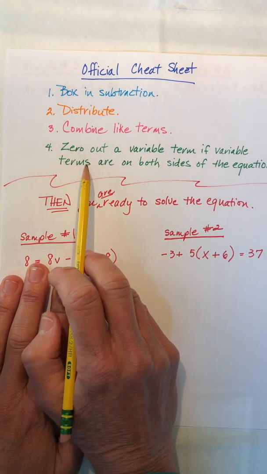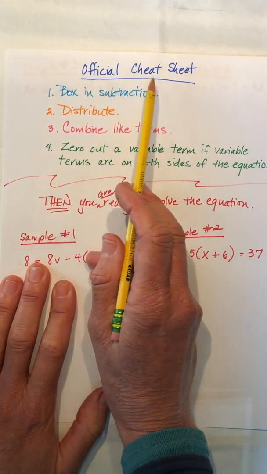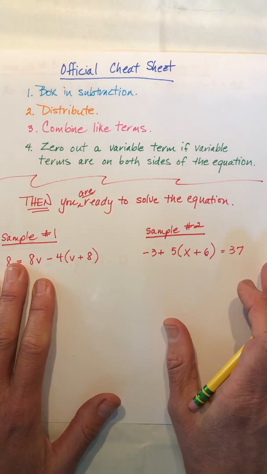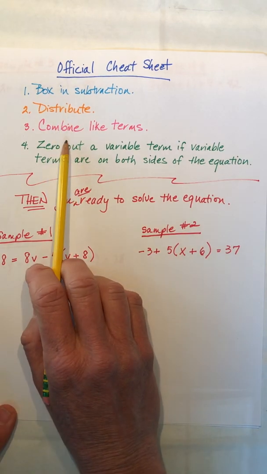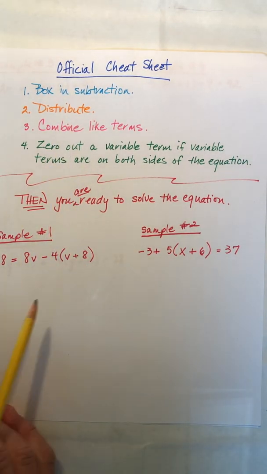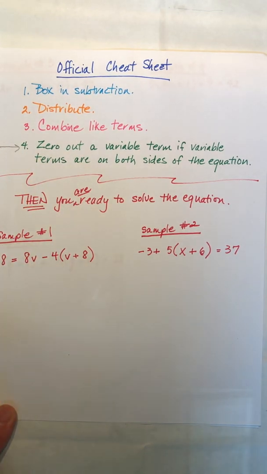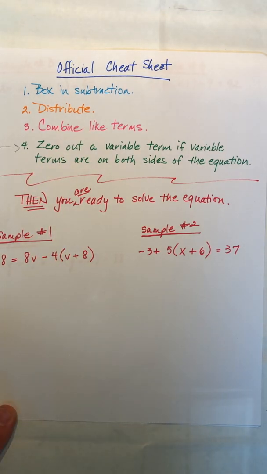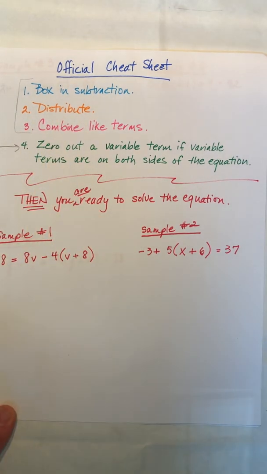So let's take a look at this. And yes, I do want you to write this down with me. So you can write up at the top of your paper, official cheat sheet. And number 1 will be box in subtraction. Number 2 is to distribute. Number 3 is to combine like terms. And number 4, we're actually not going to do this today, but I want you to get it in your notes anyways, please. So step 4 is to zero out a variable term if variable terms are on both sides of the equation. We are just going to be working with these 3 today.